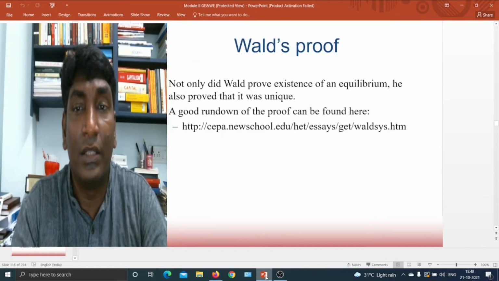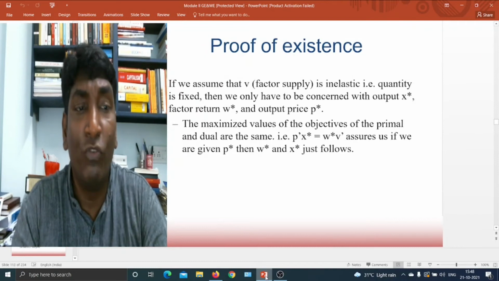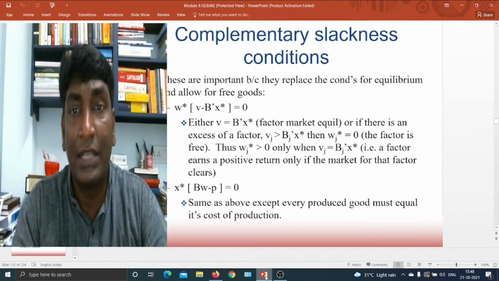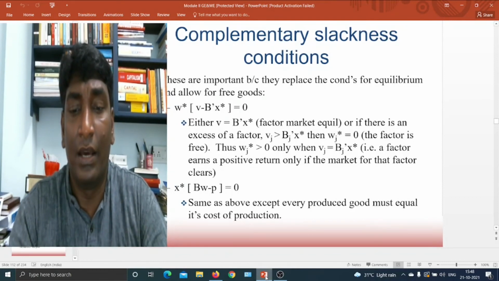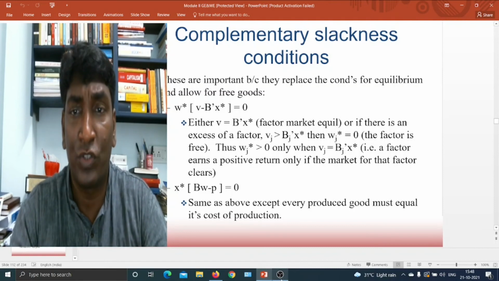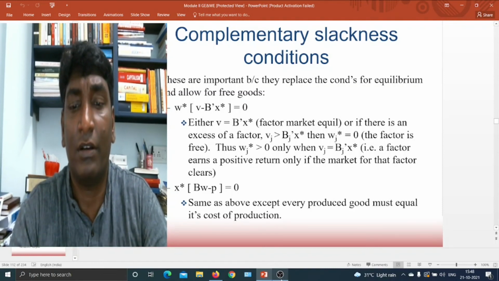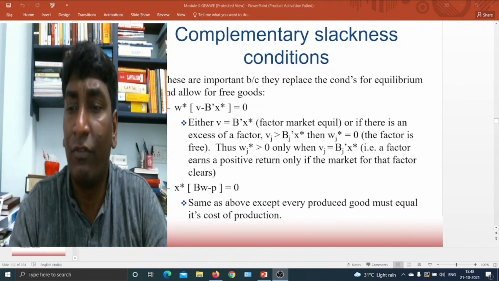But the proof I will be discussing in the next lecture, because otherwise the lecture gets a little bit lengthier. So let me stop here, and I'll come with Wald's proof in the coming lecture. Thank you for listening.